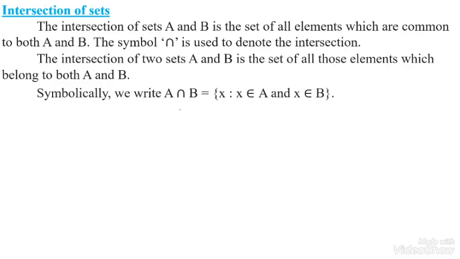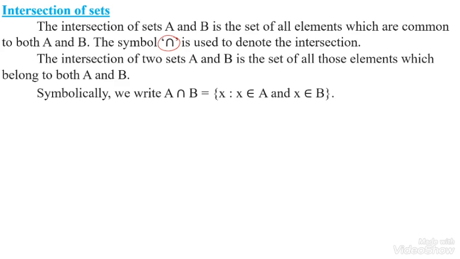Now, I will move on to the next concept, intersection of sets. Intersection means we have to take common elements. Union means we have to write all the elements in both sets, and common elements are written only once. Intersection means we have to write only the common elements. The intersection of sets A and B is the set of all elements which are common to both A and B. For the intersection, we use a symbol to denote it.